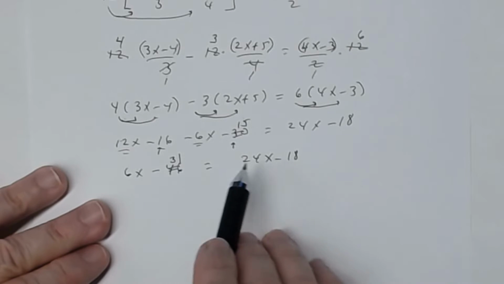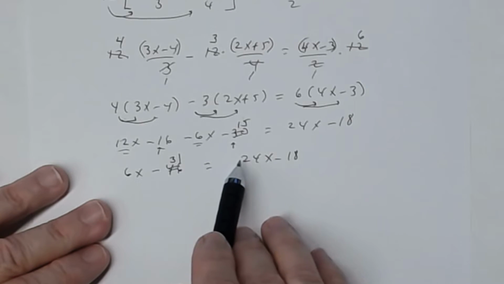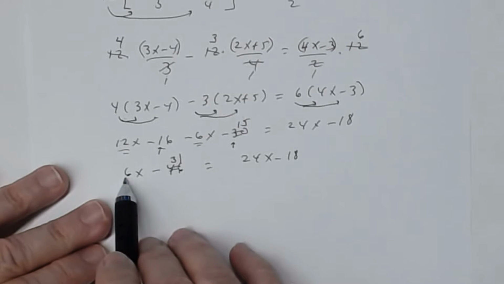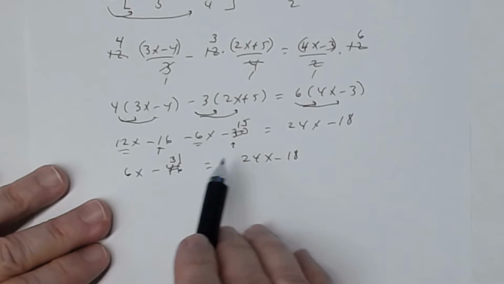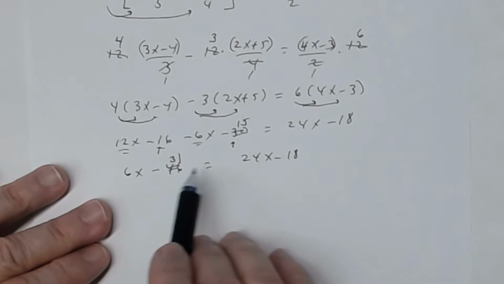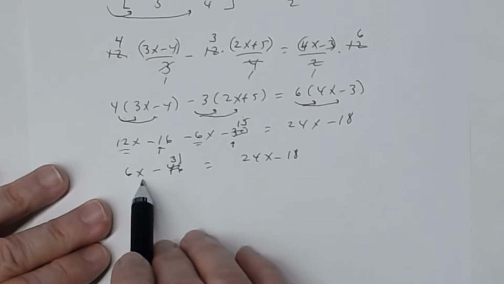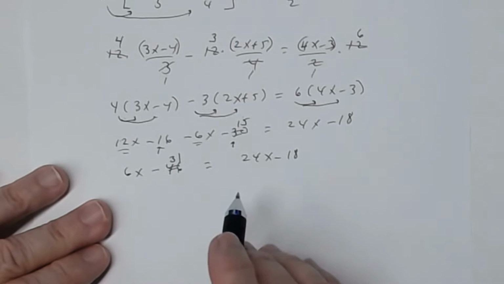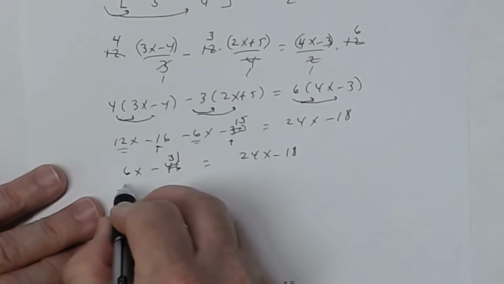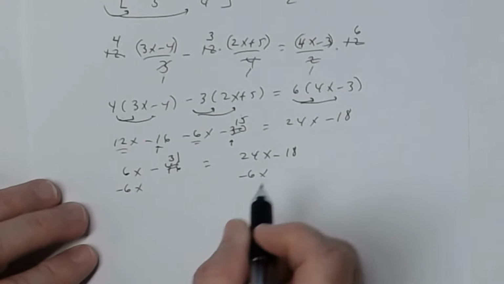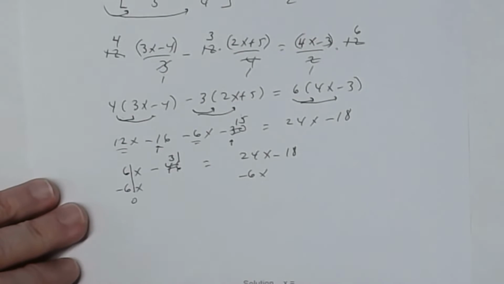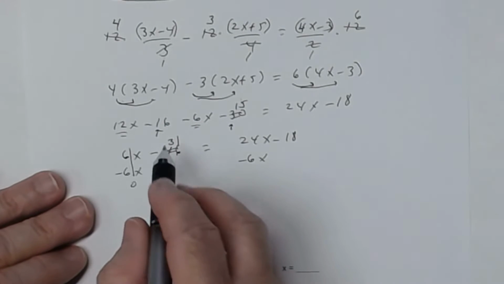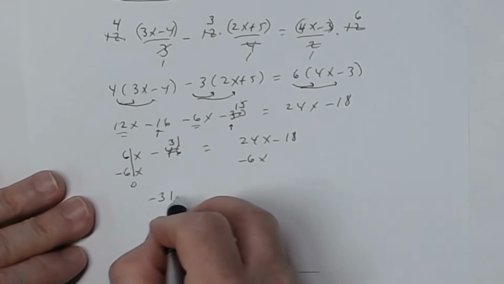I'm going to bring the variables to the right-hand side because the coefficient of x here is a positive 24, and the coefficient of x here is a positive 6. A positive 24 is greater than a positive 6, so when I combine them, it will be a positive coefficient. So I'm going to subtract 6x from both sides. Combine like terms. This is 0. Those are opposites. When you add opposites, you get 0. So I get 0 and a negative 31 is a negative 31 equals.